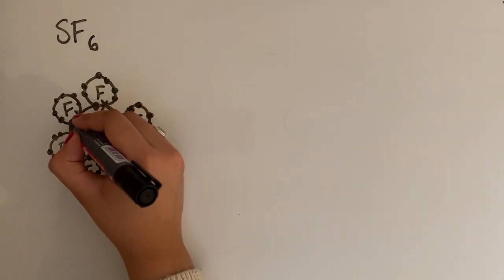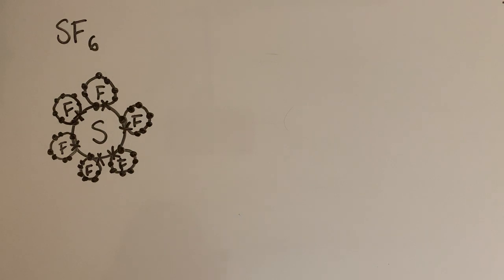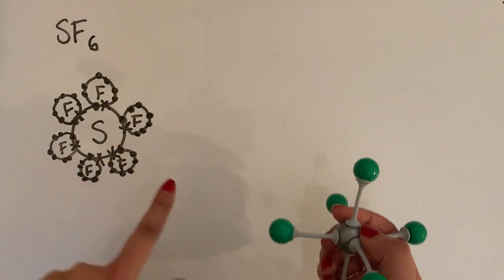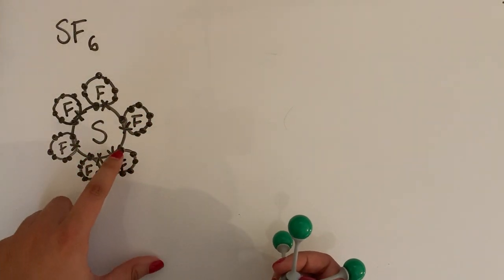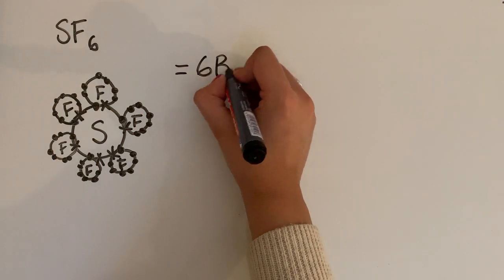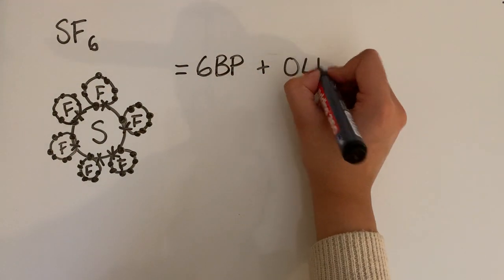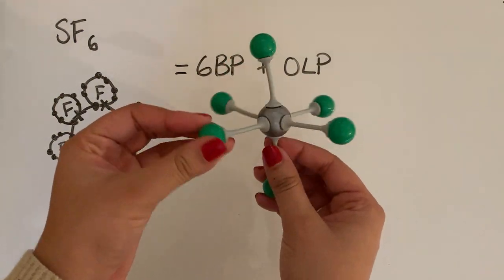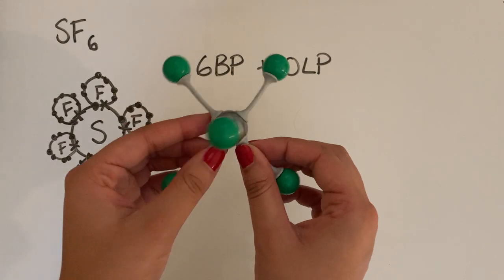Okay, so that's the dot and cross diagram of sulfur hexafluoride. Now I have a 3D structure of this. We have our central sulfur, and as we can see, our sulfur has 6 bond pairs, so 1, 2, 3, 4, 5, 6 bond pairs, and 0 lone pairs. And those 6 bond pairs want to be as far away from each other as possible. Okay, so this is the shape that they adopt.